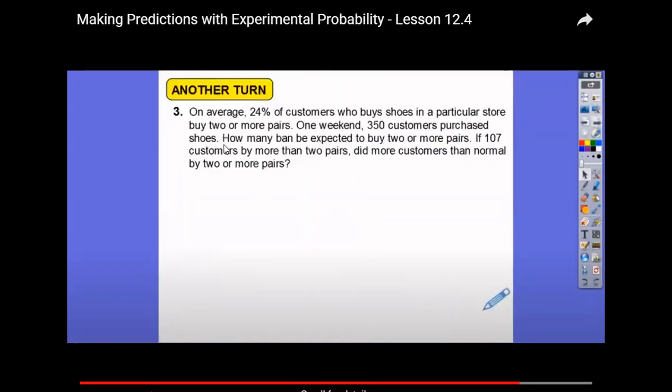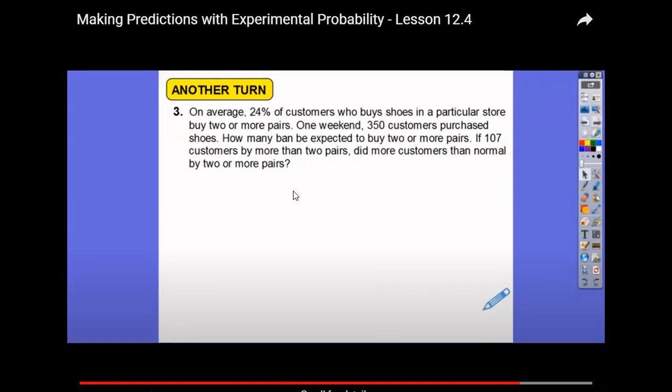The last question. On average, 24% of customers who buy shoes in a particular store buy 2 or more pairs. One weekend, 350 customers purchase shoes. How many can be expected to buy 2 or more pairs if 107 customers buy 2 or more pairs? Did more customers than normal buy 2 or more pairs? How can you calculate it? Who will tell me? We will calculate what first?